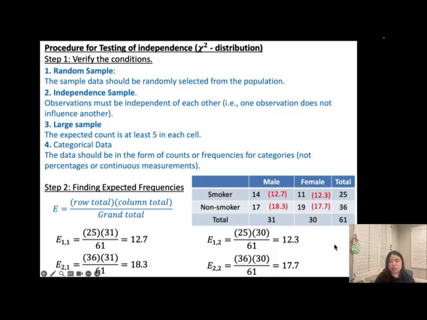One more time, when you count how many rows and columns are in your contingency table, make sure you don't count the labels and you don't count the totals. So that will be 2 by 2.